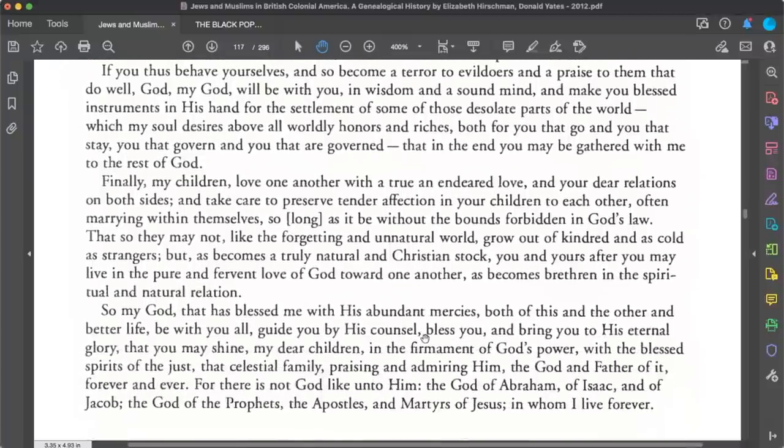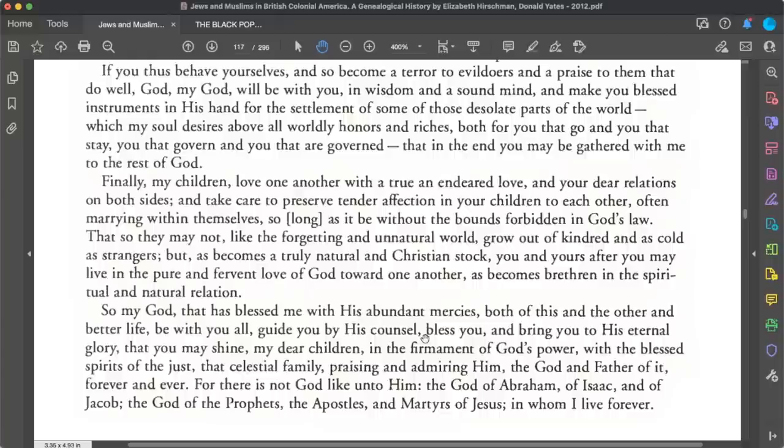Finally, my children, love one another with a true and endeavored love, and your dear relations on both sides, and take care to preserve tender affection in your children to each other, often marrying within themselves, so long as it be without the bounds forbidden in God's law, that so they may not, like the forgetting and unnatural world, grow out of kindred, and as old as strangers, but as becoming truly natural and Christian stock. You and yours, after you, may live in the pure and fervent love of God toward one another, as becomes brethren in the spiritual and natural relation. So my God, that has blessed me with his abundant mercies, both of this and other and better life, be with you all, guide you by his counsel, bless you, and bring you to his eternal glory, that you may shine, my dear children, in the firmament of God's power, with the blessed spirits of the just, that celestial family, praising and admiring him, the God, the Father of it, forever and ever.